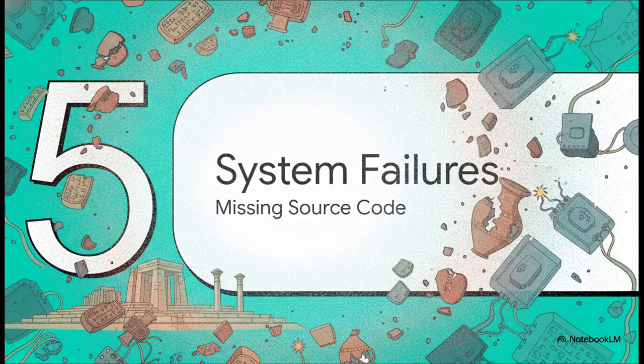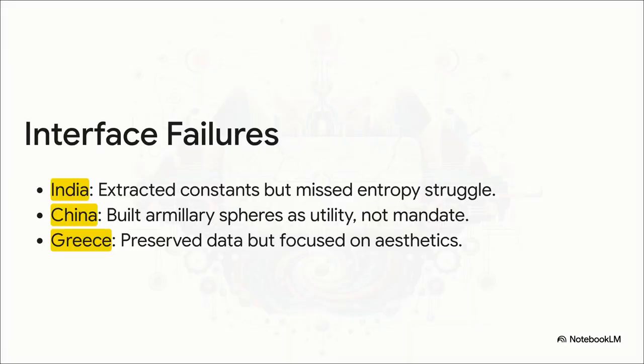But, systems crash. Section 5, System Failures and Erasures. Like with any complex piece of technology, things can and absolutely do go wrong. What happens when data gets exported without the underlying operating system required to run it? You get systemic interface failures. As scientific capital migrated around the globe, the recipient civilizations became incredibly effective data harvesters. But the problem is, they didn't get the source code.